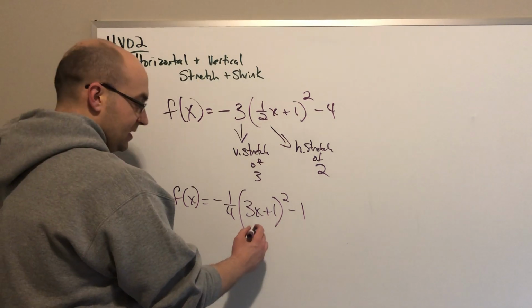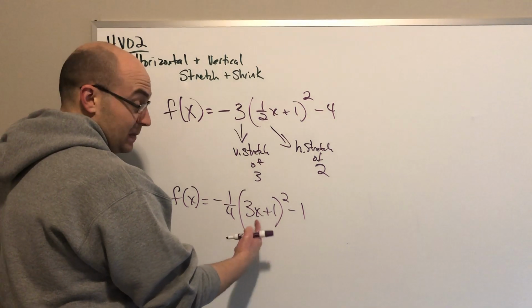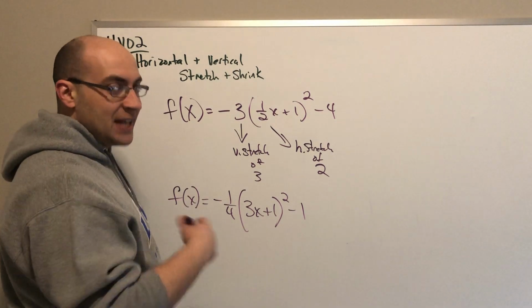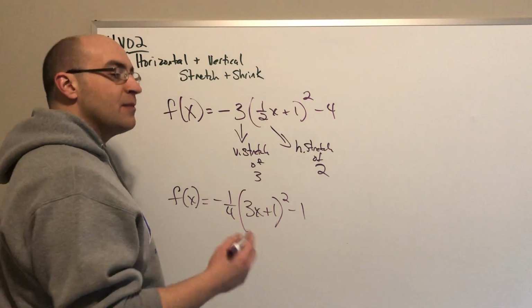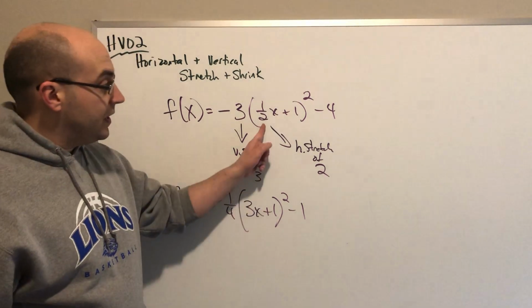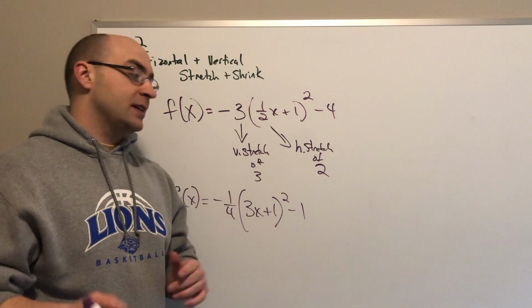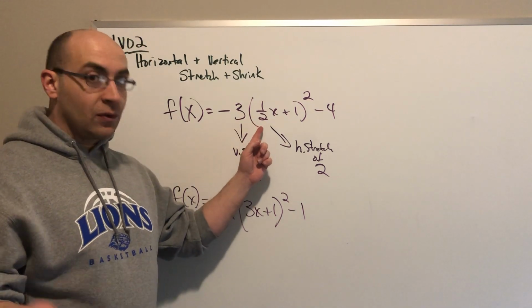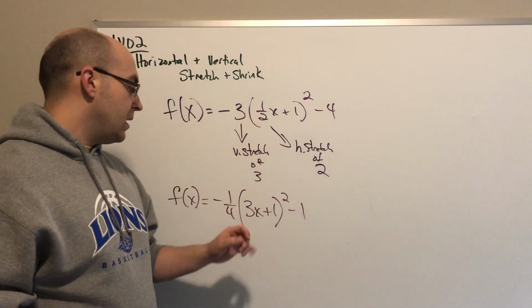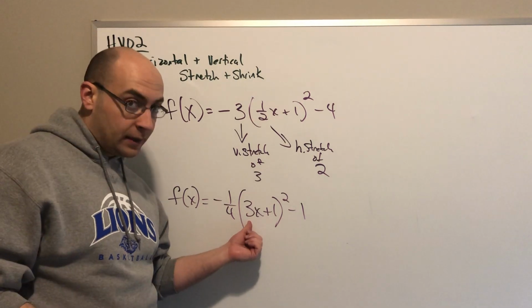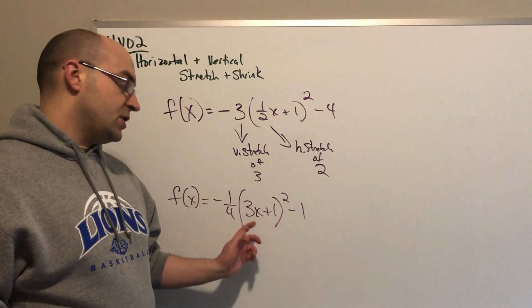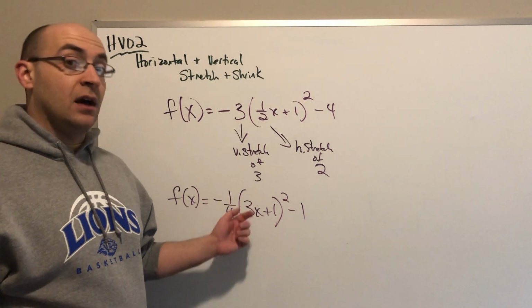It's because this is a liar. It looks like it's a stretch because it's a whole number, but it's lying to you. It's actually the opposite. And the way that you can remember that is the number that's always in here is always the reciprocal of what it actually is. The reciprocal of 1/2 is 2/1, meaning stretch of 2. The reciprocal of 3/1 is 1/3, which is a horizontal shrink of 1/3.